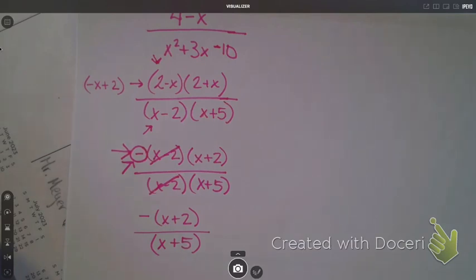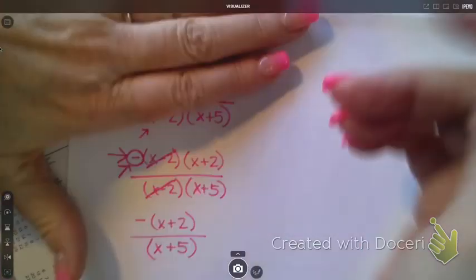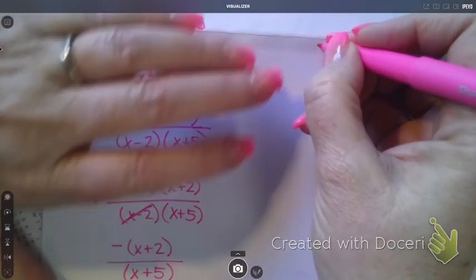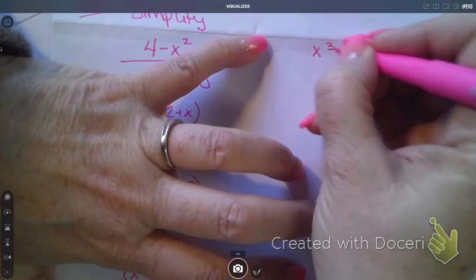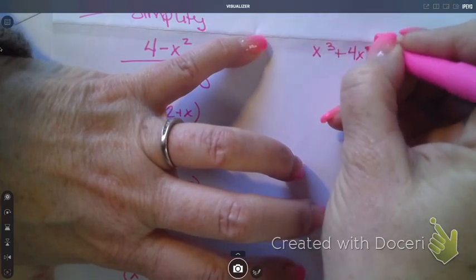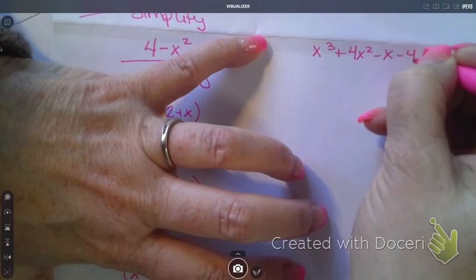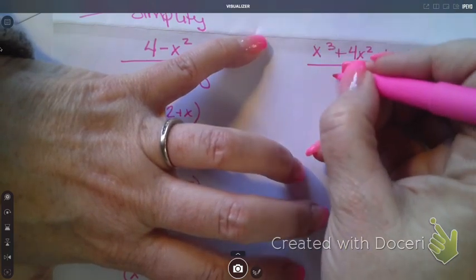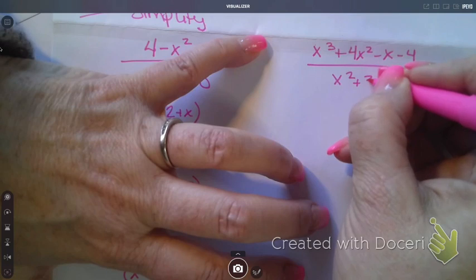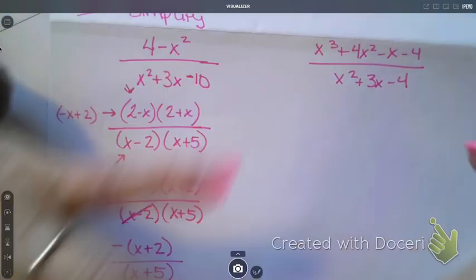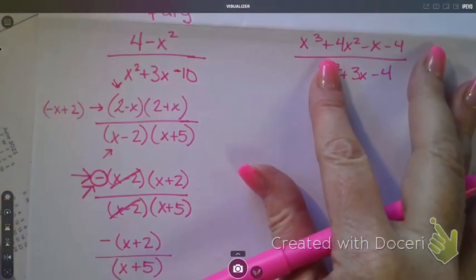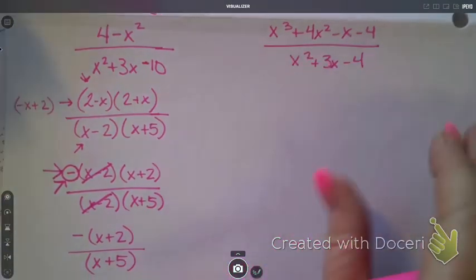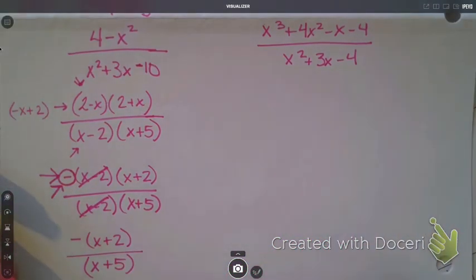Want to do one on your own? Sure. Ooh, we're going to go big time on you. Okay, x cubed plus 4x squared minus x minus 4 over x squared plus 3x minus 4. Can I factor by grouping? Yep, if it works.